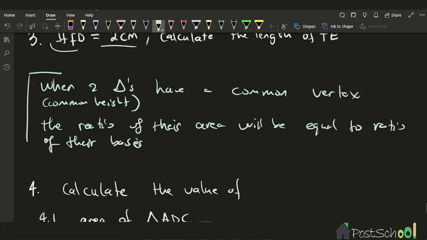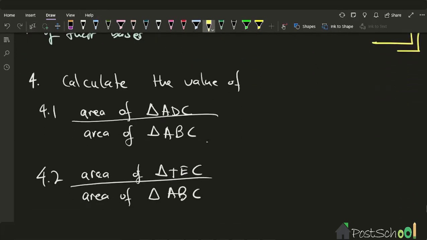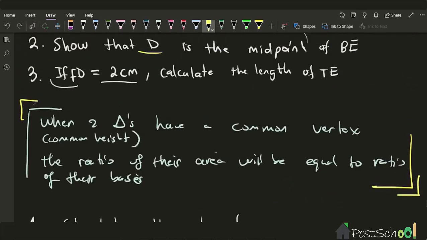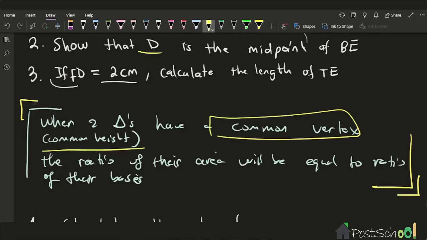Okay, so this is the important information you must make sure you know. When two triangles have a common vertex, the ratio of their areas will be equal to the ratio of their bases. So whenever you see the ratio of their areas, you know you must find the ratio of their bases to find the answer. But they must have a common vertex or common height. How do you see a common vertex?